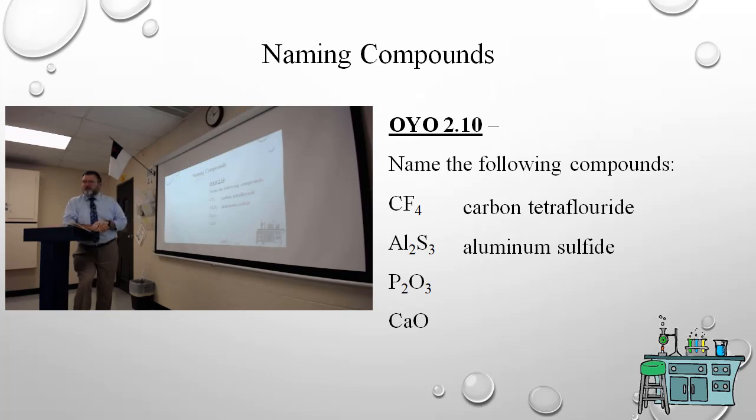In the third case, what are the two elements? Phosphorus and oxygen. They are both nonmetals, therefore this is covalent, therefore I need to use the subscripts as prefixes, therefore it becomes diphosphorus, trioxygen becomes trioxide. Diphosphorus trioxide.